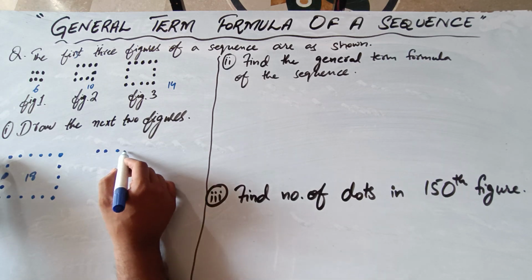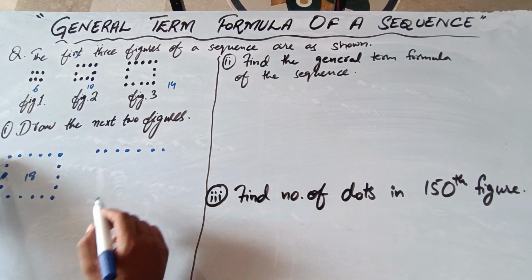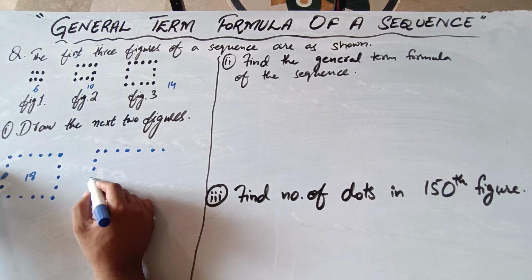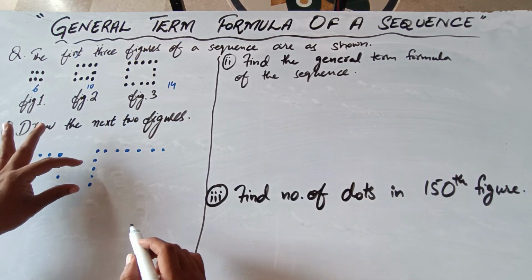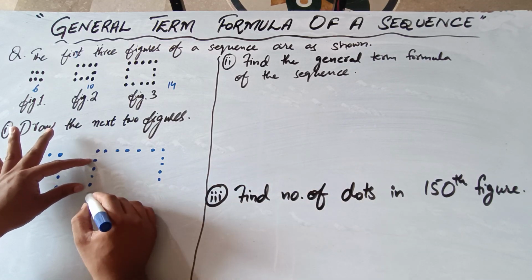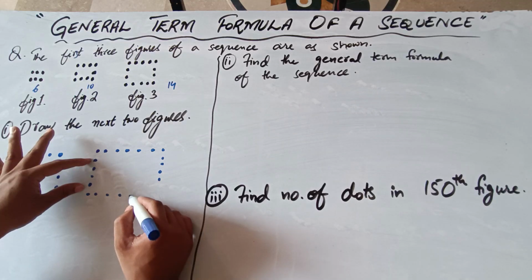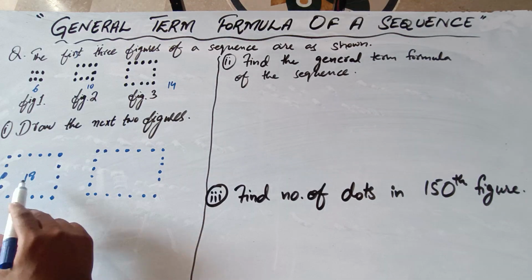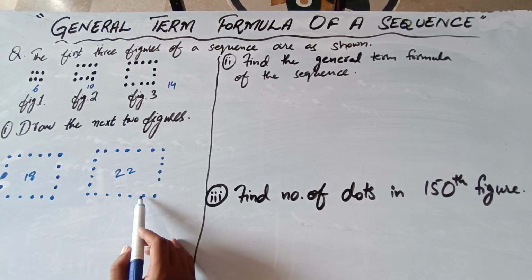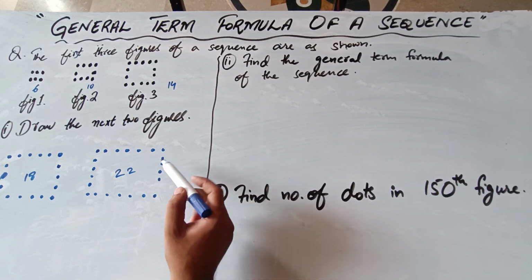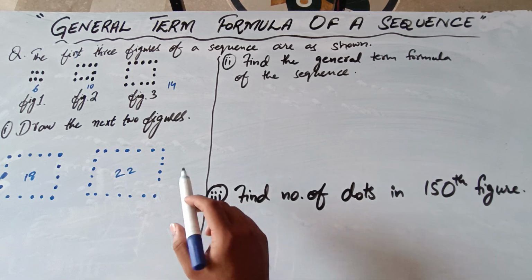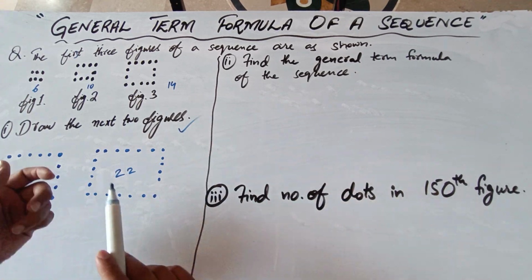1, 2, 3, 4, 5, 6, 7. I have increased 1 dot at the top. 1, 2, 3. So at the sides, I will increase 1 more dot. 4 dots. 1, 2, 3, 4. 1, 2, 3, 4, 5, 6, 7. Now how many dots must be there? 22. 7 plus 7 is 14. 14 plus 4 is 18. 18 plus 4 is 22. So we have constructed, or we have solved this one.